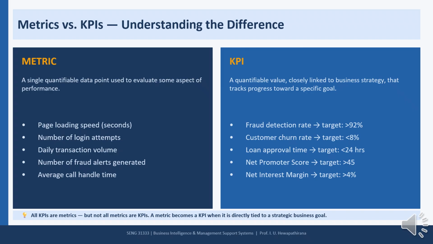All KPIs are metrics, but not all metrics are KPIs. A metric becomes a KPI only when it is directly tied to a strategic business objective and has a meaningful target. This distinction matters enormously in practice. Organizations that track only raw metrics without connecting them to strategy end up with dashboards full of numbers that generate no action. The discipline of defining good KPIs is what keeps BI focused on outcomes rather than activity.